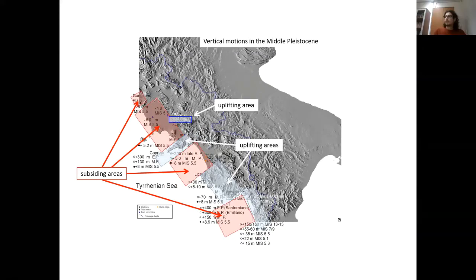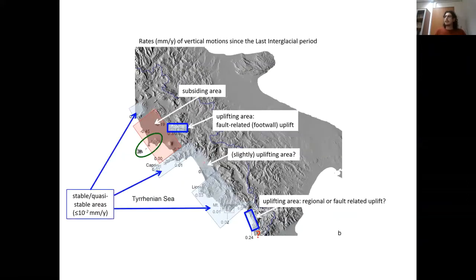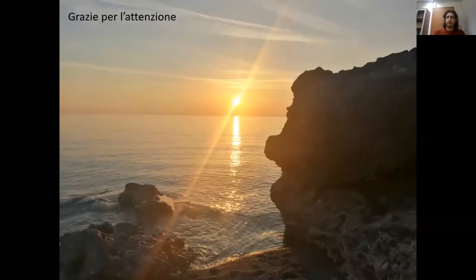We can see that during the Middle Pleistocene, the horst blocks of all the Tyrrhenian side were uplifting, while the coastal grabens were subsiding. While during the last interglacial period, we can see that almost everywhere it's stable or quasi-stable, but some few areas present some uplifting, still they are still in uplift. So thank you for the attention.